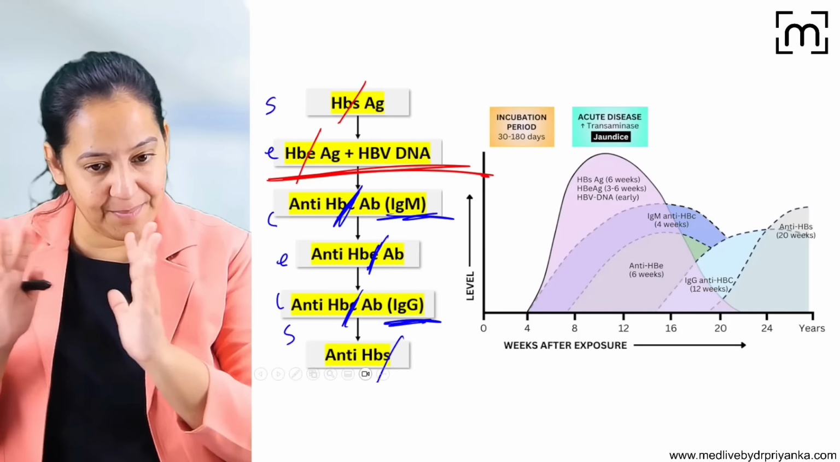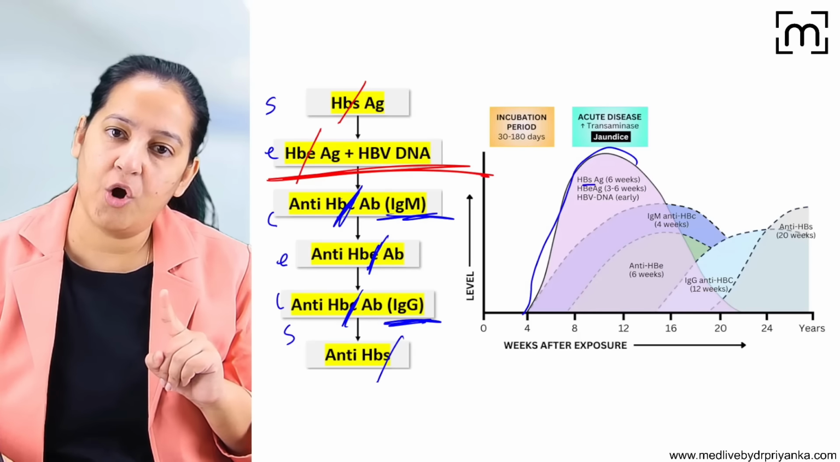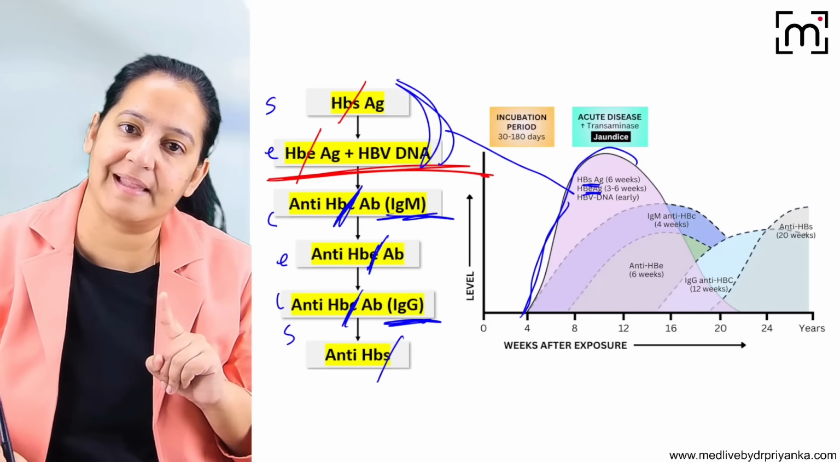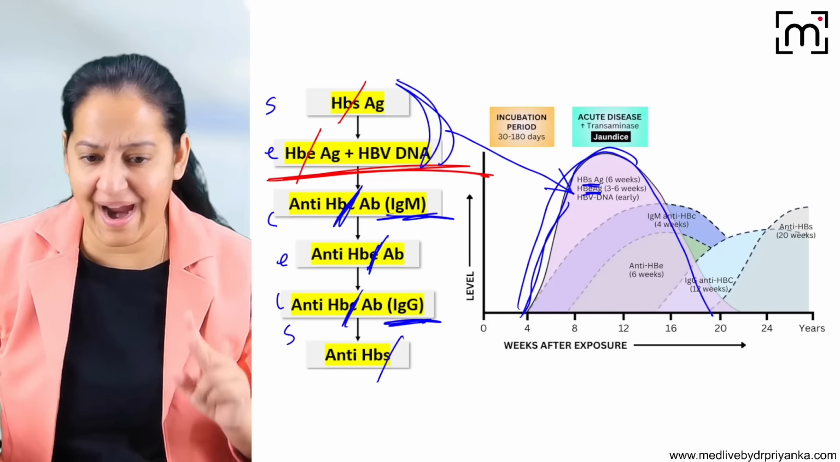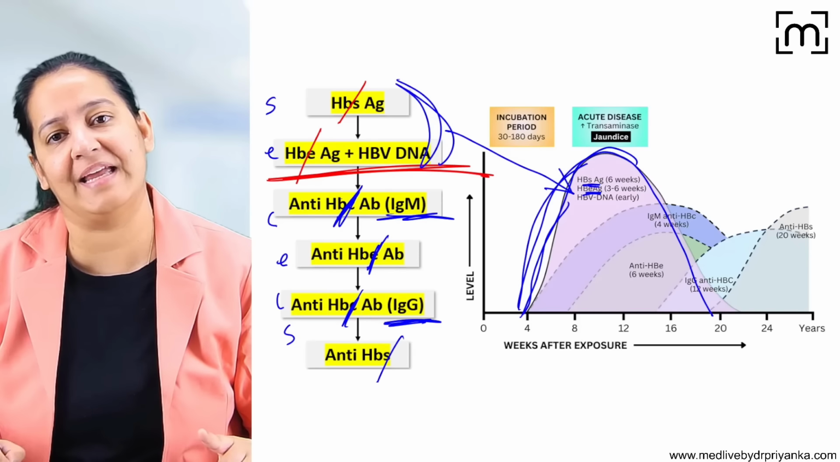So you have to show the same in the graph. In the graph, you can see the first antigen is S. Along with the S, only E is shown. So S and E are shown together here by this line. Ideally 2 lines should be shown, first S then E. But here they have shown only 1 line, S and E together.